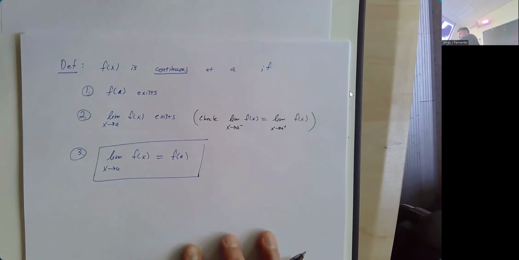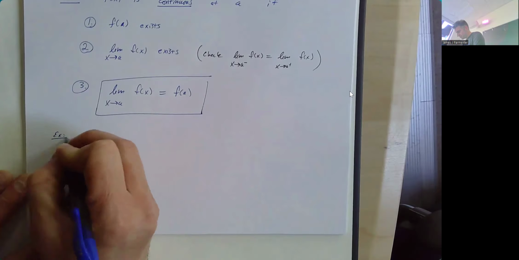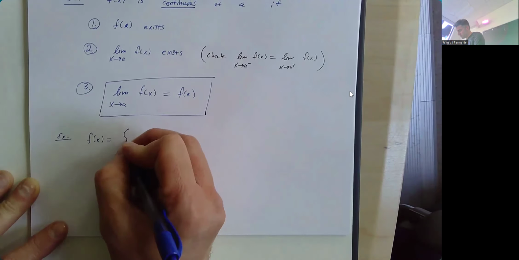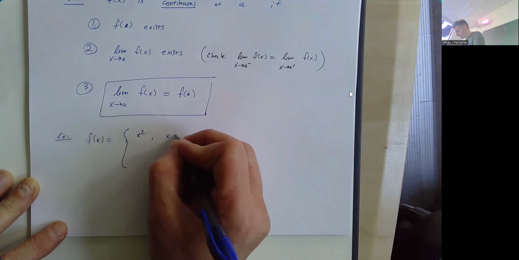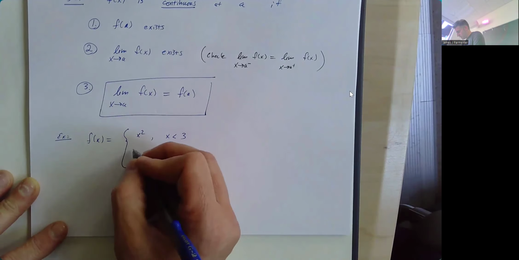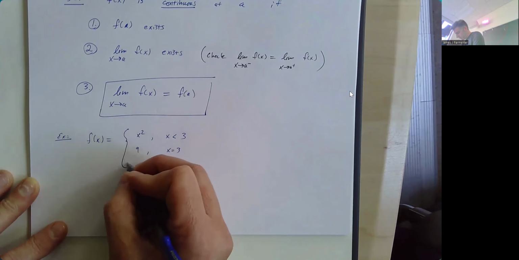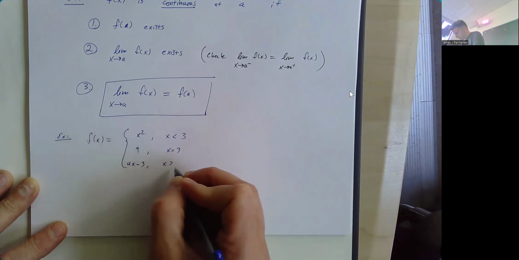Let's look at something like f of x equal to x squared when x is less than 3. Sure, 9 when x is equal to 3, and 4x minus 3 when x is greater than 3.